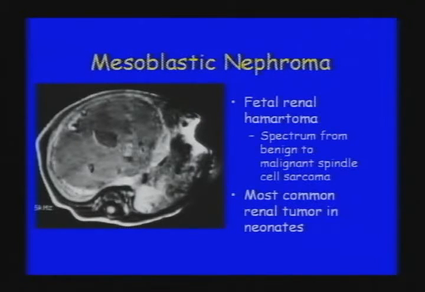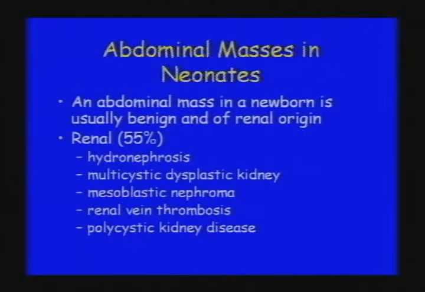Wilms tumor is very, very uncommonly seen under a year of age. So if you see something that you want to think is a Wilms tumor, but the baby's only a month or two old, think instead about a mesoblastic nephroma. These usually are benign tumors, but they are on the spectrum of benign to malignant spindle cell sarcomas. And even if you have the benign form of a mesenchymal hamartoma, there have been reported metastases from it.